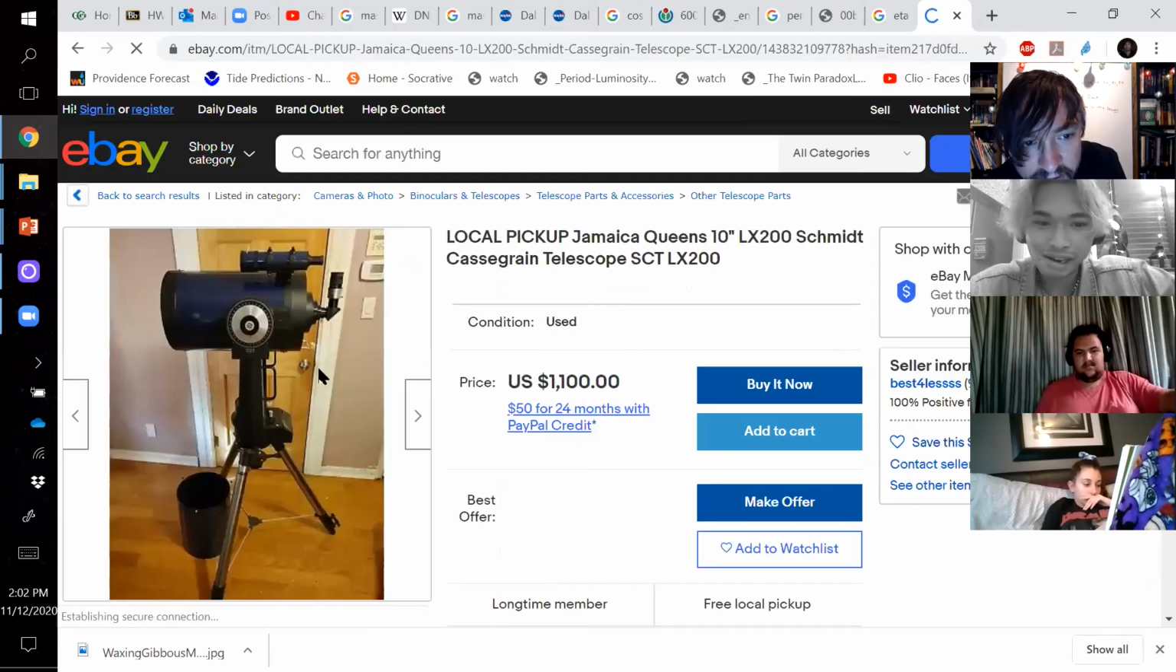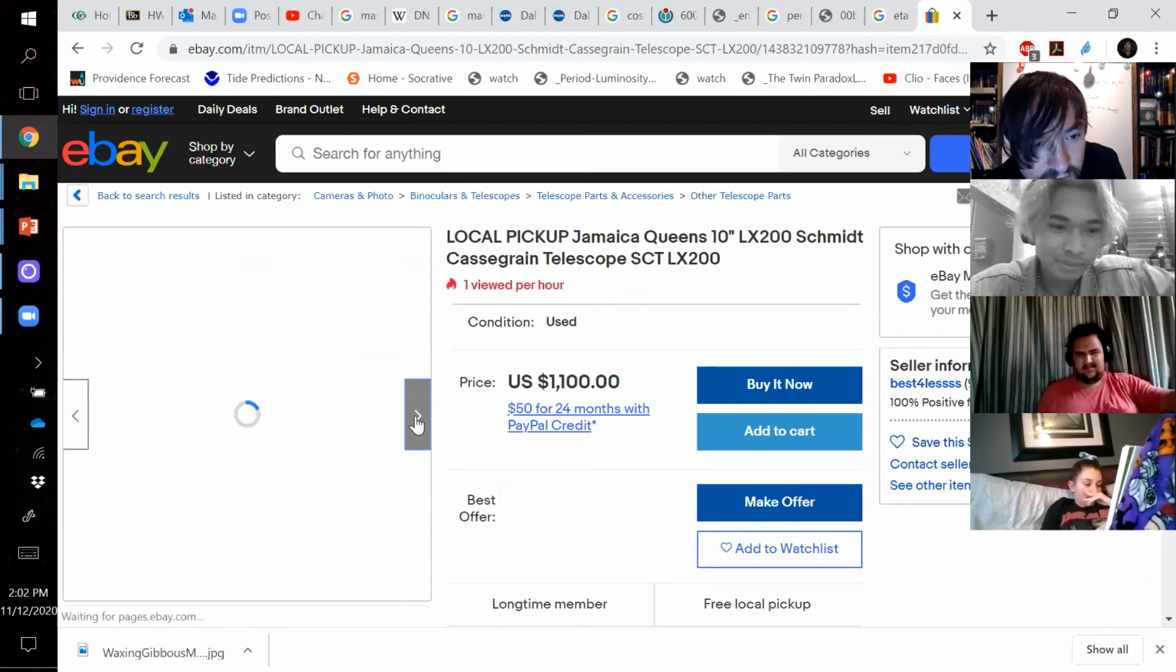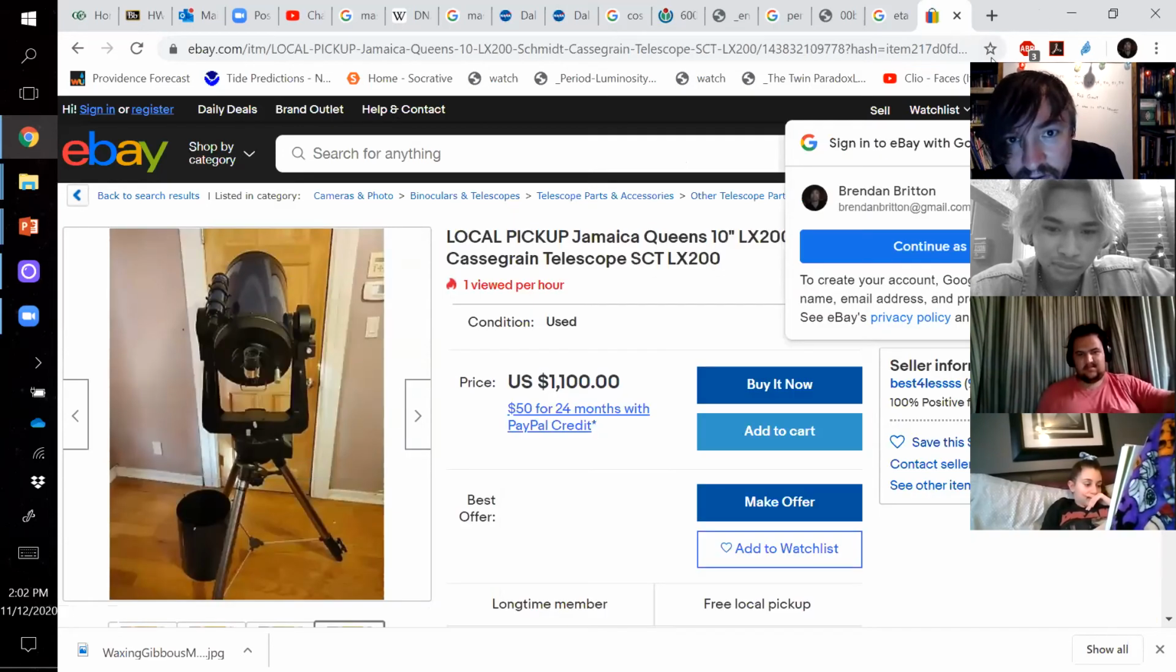That's $1,000. So I don't know how much money is in your piggy bank, but astronomy can be a very expensive hobby. It is cool. With this you can see the Ring Nebula. This is what my telescope looks like.